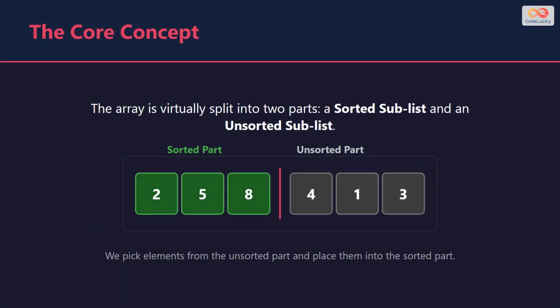The core idea is to virtually split the array into two parts. On the left, we have the sorted sublist, which starts with just one number. On the right, we have the unsorted sublist containing the rest of the numbers. The goal is to take one number at a time from the unsorted side and insert it into the correct spot on the sorted side.